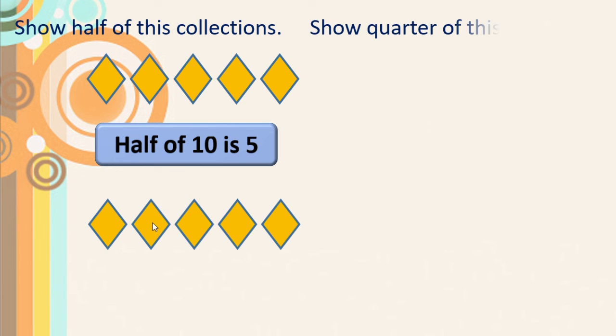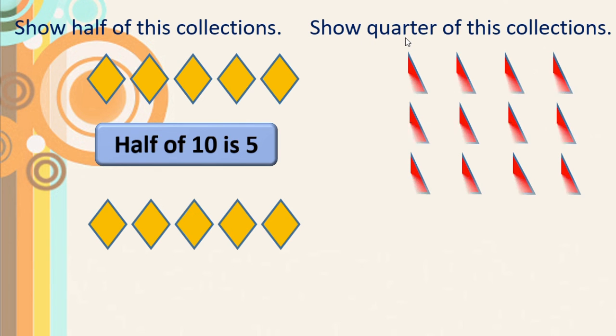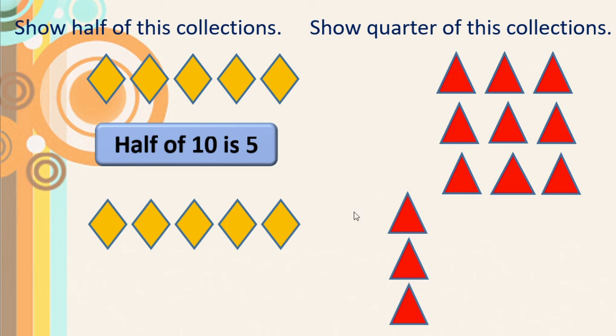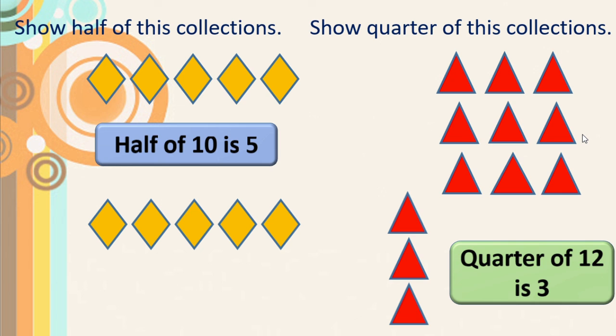Right? Now one more. Show quarter of this collection. Quarter, remember this? How many pictures are there? 4 plus 4 that is 8 plus 4 that is 12. Correct? 12 pictures are there, or 12 triangles are there. The quarter of 12 is nothing but half of 12 is 6 and half of 6 is 3. So quarter of 12 is 3. Isn't it? See, we have separated 3, which means quarter part of this whole. Right?